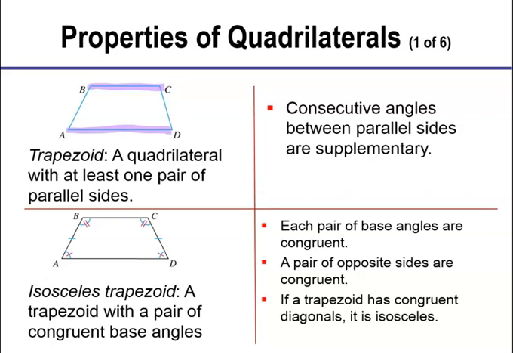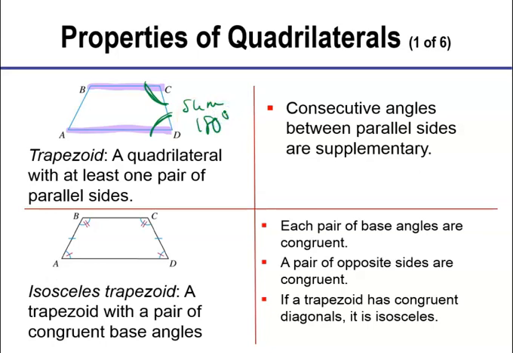Consecutive angles between parallel sides are supplementary. What are they saying? What does that mean? What does supplementary mean? Adds to 180, yes. So it says consecutive angles. So this angle plus this angle, the sum is 180 degrees.